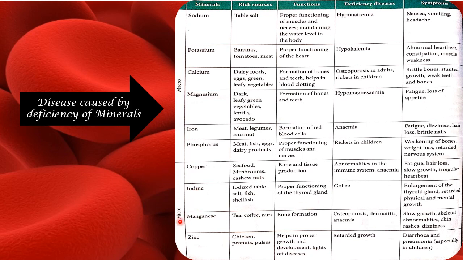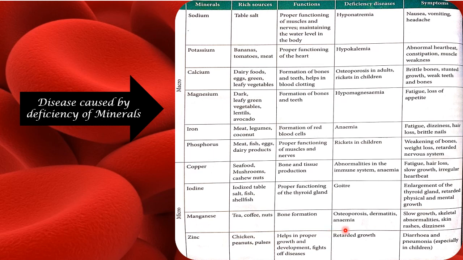Now coming on to the micronutrients: copper, iodine, manganese, zinc. Copper is found in seafood, mushroom, cashew nuts, and is also related to bone issues. Here it also leads to a condition of anemia. Yes, it is interrelated with iron. So the symptoms are also interrelated, like loss of hair, irregular heartbeat. Coming on to iodine, the condition is called goiter, which is seen as an enlargement of the thyroid gland. Retarded physical and mental growth is seen here.